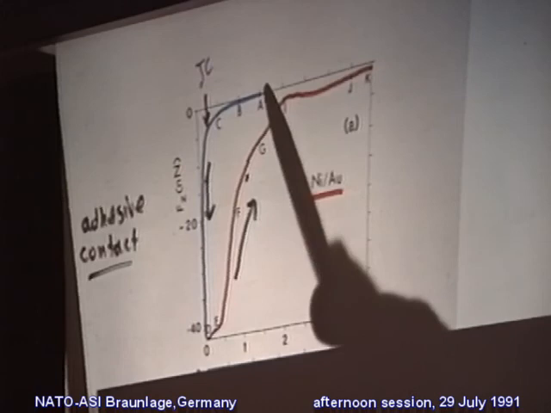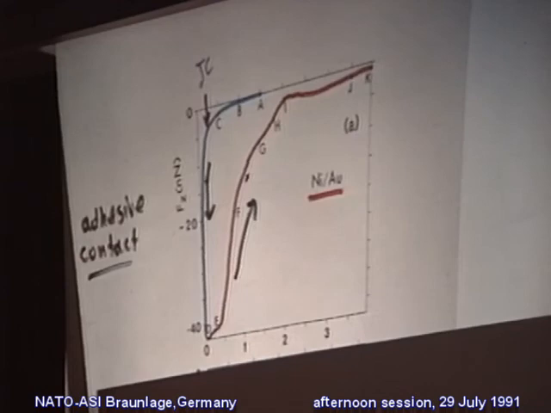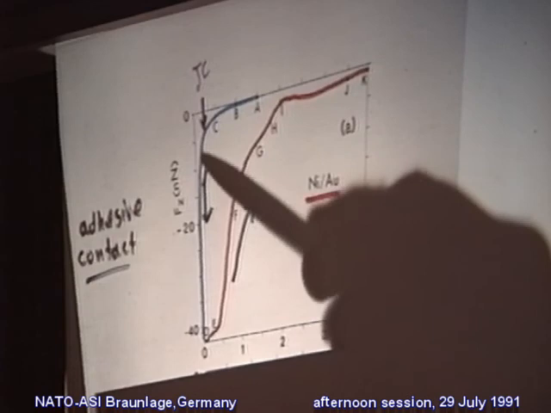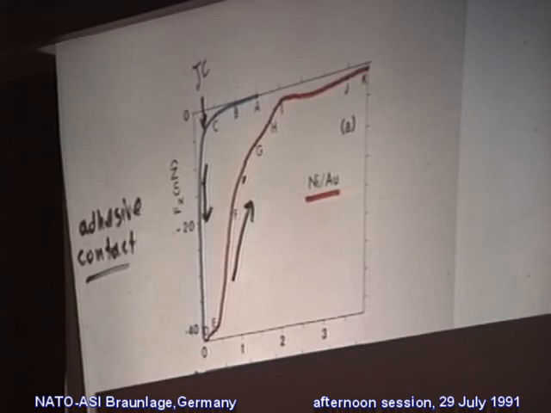So what you see is you come from very far from the surface, and there's almost no force between the nickel and the gold substrate. As you come closer, minus for me means attractive force. You start to feel the attraction between the two. This is all using many-body embedded-atom potentials. And at this point here there's an instability, and the attraction just zooms down, and you get minus 40 nanonewtons in this particular case. We didn't normalize the range of the data.